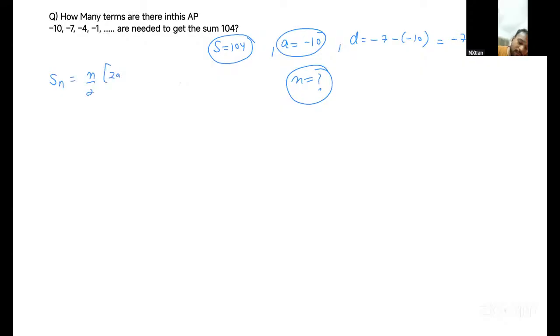You have the first term of the AP, which is minus 10. You have the value of d, which is minus 7 minus of minus 10, so you will write minus 7 plus 10, which is plus 3. You want the value of n. So we have the formula Sn equals n by 2 into 2a plus n minus 1 into d. We'll put all the values into this except n, because we don't know the value of n.